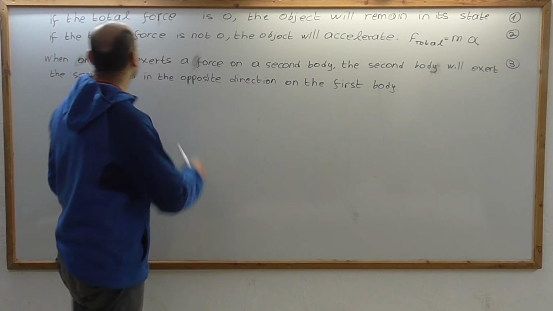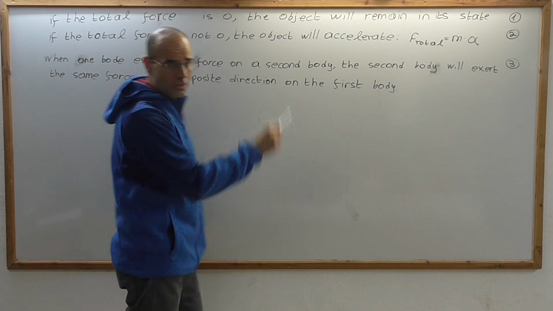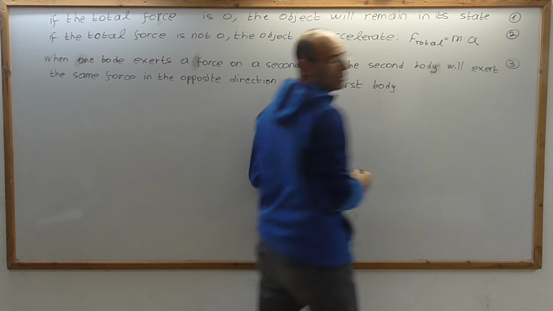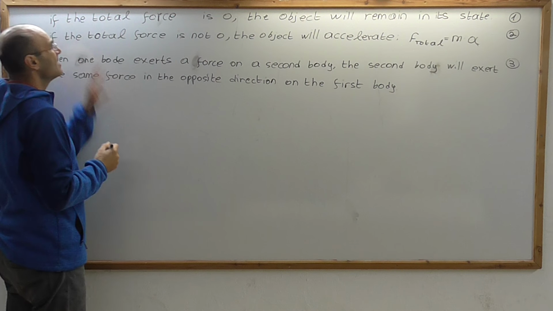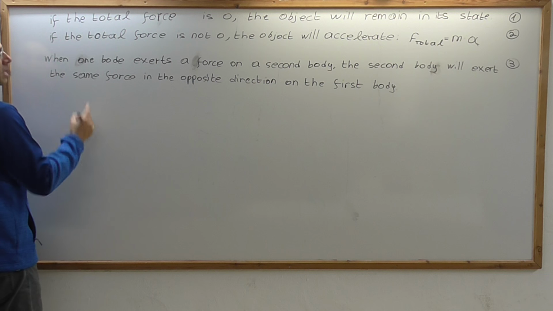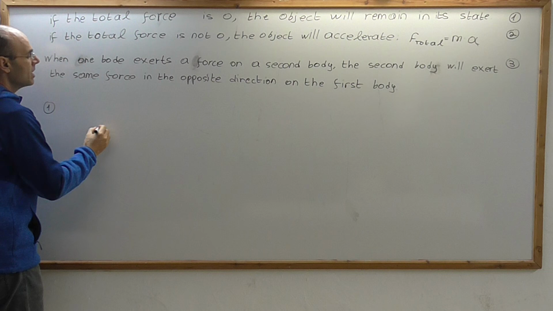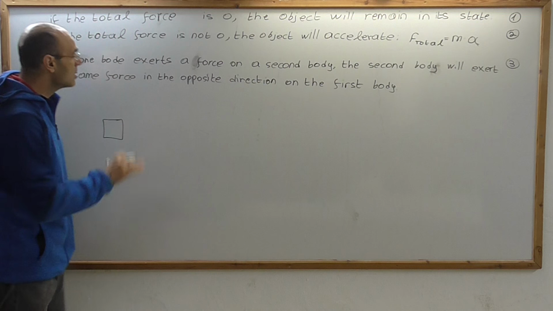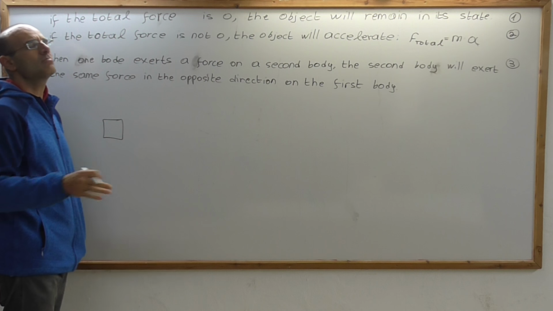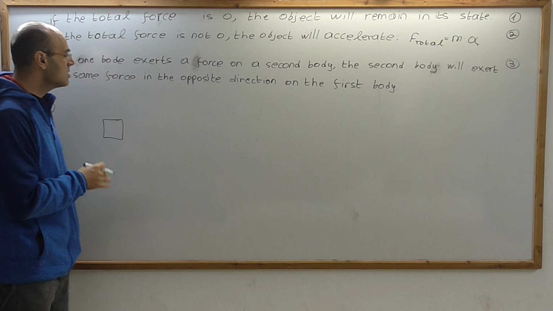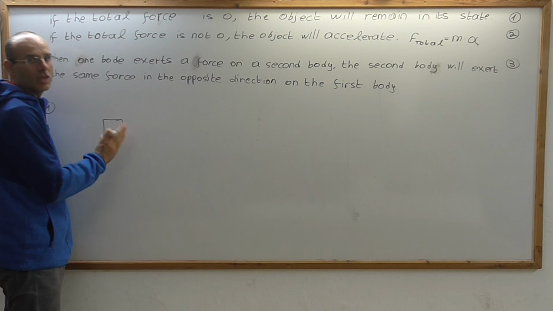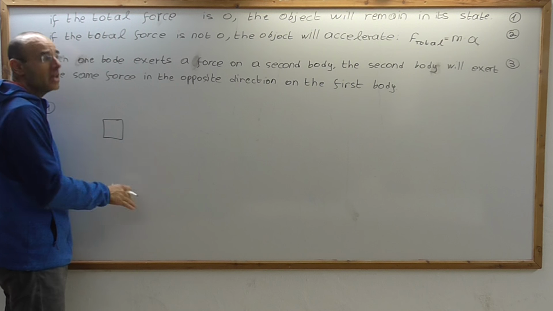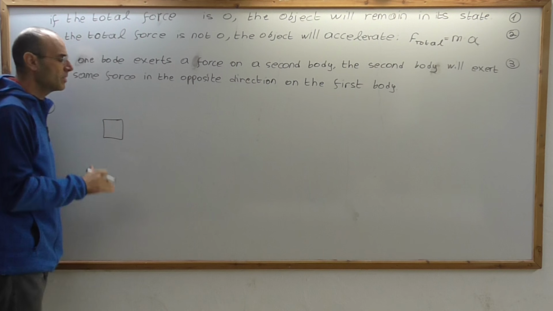First, the first rule. If the total force is zero, the object will remain in its state. Let's talk about this one. If an object doesn't feel any force, it means that it will remain in its state. What does it mean, remain in its state? It means that if it was resting, it will continue resting. If it had a certain velocity, it will remain with the same velocity.